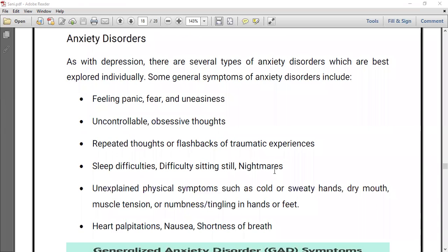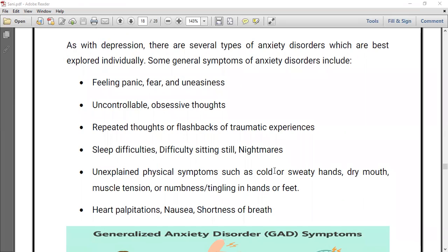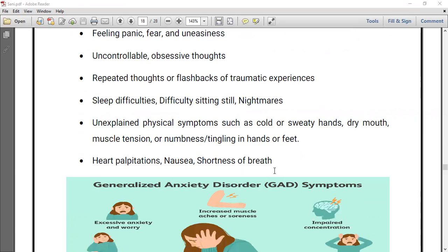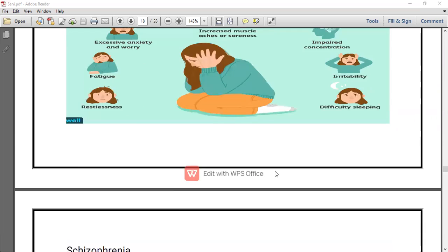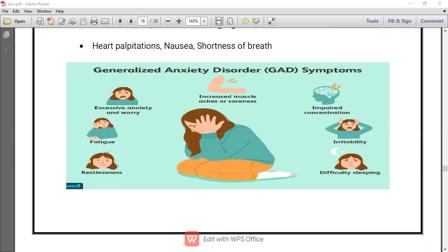Anxiety disorder, along with depression: there are several types of anxiety disorder which are best explored individually. Some general symptoms of anxiety disorder include feeling panic, fear, and uneasiness, obsessive thoughts, repeated thoughts or flashbacks of a traumatic experience, sleep difficulty, difficulty sitting still, nightmares, unexplained physical symptoms such as cold or sweaty hands, dry mouth, muscle tension, numbness or tingling in hands or feet, rapid heartbeat, nausea, shortness of breath. These are the general symptoms of generalized anxiety disorder, GAD.